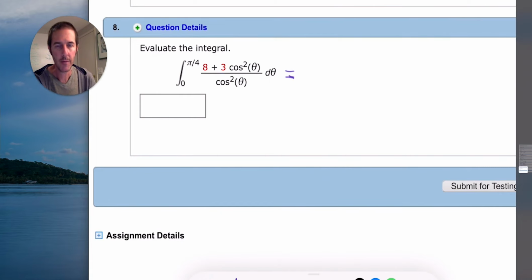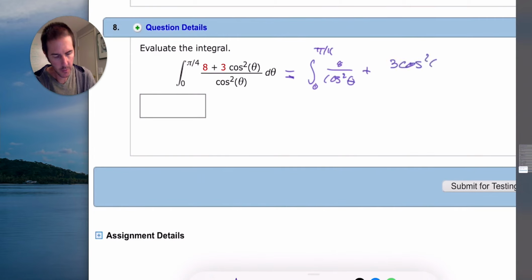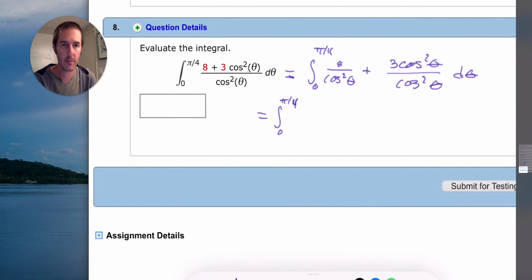This problem, definitely going to need to do some preliminary work before we evaluate or take the antiderivative. My guess is that you will want to change this to 8 over cosine squared theta plus 3 cosine squared theta over cosine squared theta d theta. And then we'll do one last little bit of preliminary work before we actually take the antiderivative.